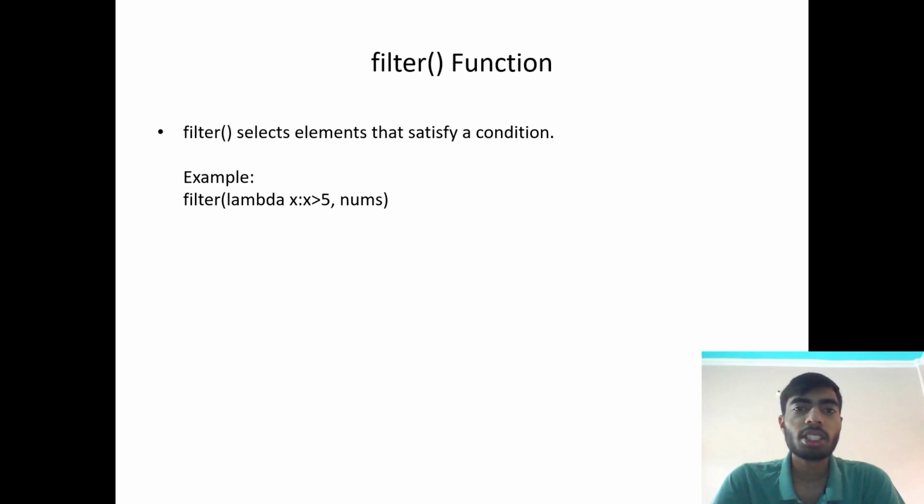The filter function is used to select only those elements that satisfy a given condition. For example, if we have a list of numbers and only want numbers greater than 5, we can use filter. Python checks every element one by one. Only the elements that satisfy the condition are included in the final result. The filter function is very useful when working with large collections of data.